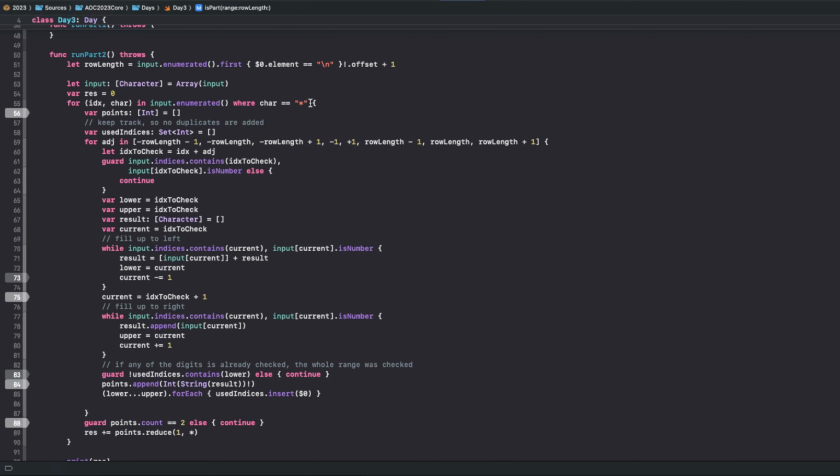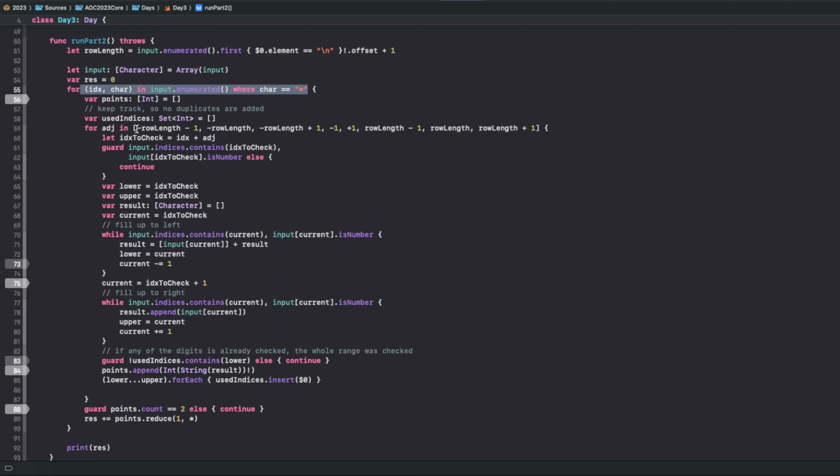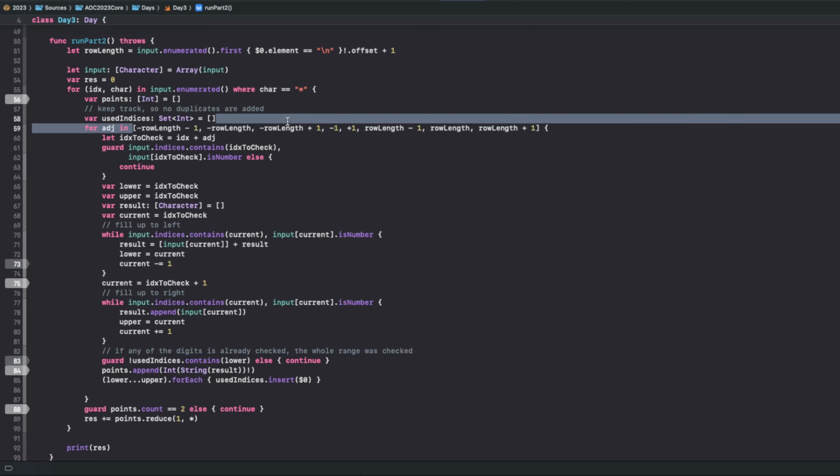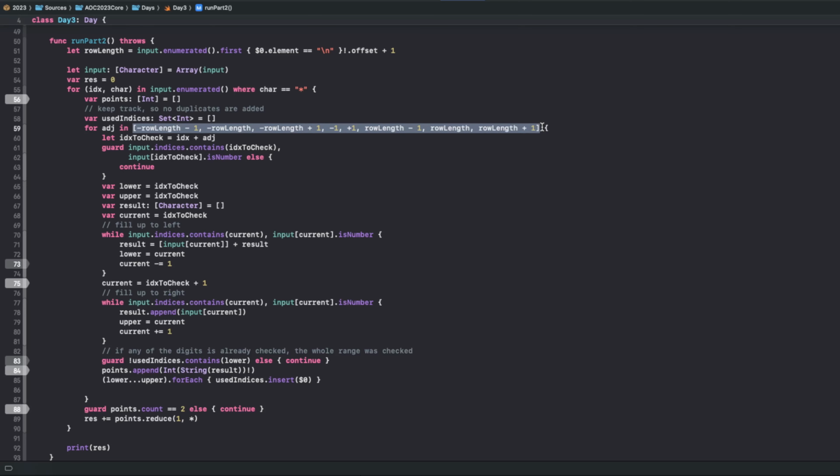So I searched for every asterisk and then I just hard-coded minus row length minus 1, minus row length plus 1, and all of these numbers are basically just what we did in the beginning, but instead of having y in there, we just have minus row length, which is basically y minus 1. We have plus the row length, which is basically y plus 1. So that's just going through every adjacent coordinate that each asterisk has. And then we check if that adjacent coordinate that we're looking at is actually a number.